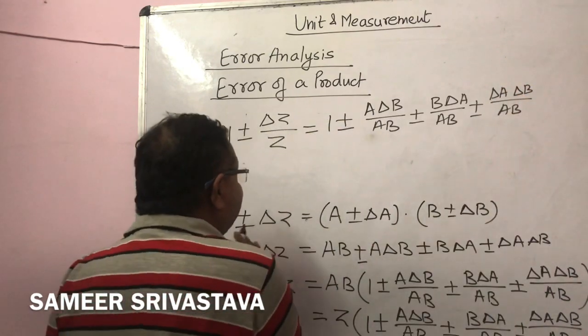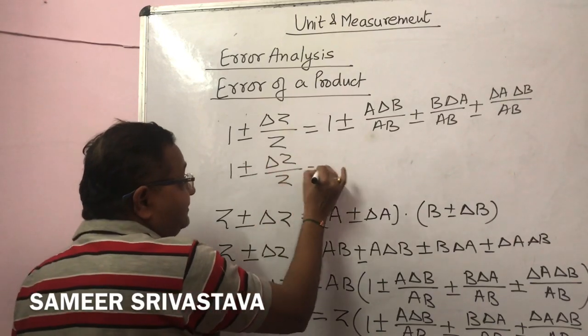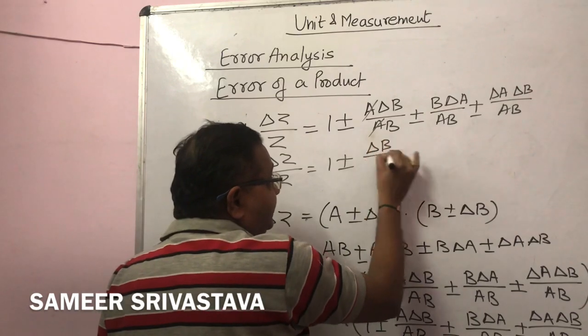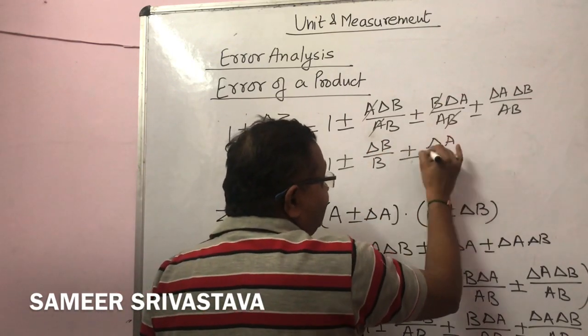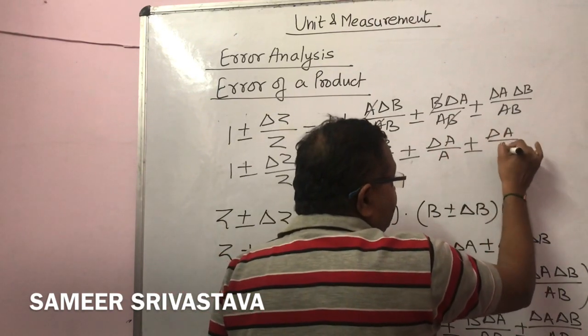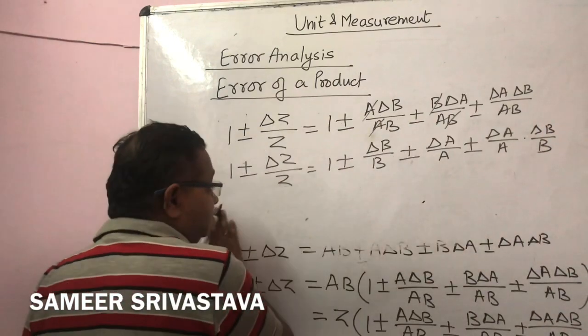Right? Now what next? 1 plus minus delta Z upon Z equals 1 plus minus, A cancels out, delta B upon B, plus minus, B cancels out, delta A upon A, plus minus delta A upon A into delta B upon B. Right? Now what next?